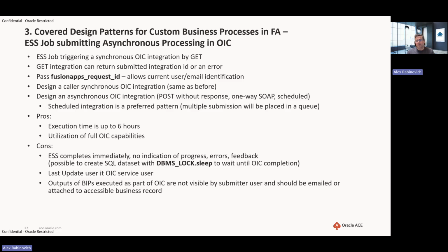Like with synchronous processing, the last update user is the OIC service user and not the current processing user. And of course, if the OIC process submits intermediate reports during this process, those outputs are not visible to the submitter user because they are submitted by the service user. So in this case, if we need to expose those outputs to the user, we should either email them or attach them to a business record or some custom object record that the user can see.